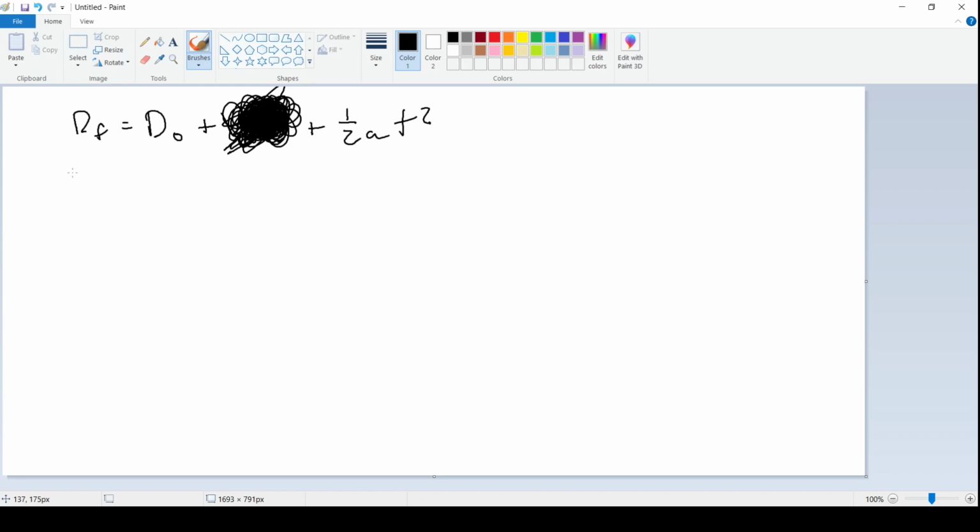So, okay. Let's take this. But wait. The values have to be in meters. So, 86 minus 4.3. Okay, so that's 81.7 equals 86 plus nothing plus half A. Well, what is A, you might ask? We're going to leave it at A because, actually, no, we're going to put it at 4.3 because that's the correct answer. And 3 seconds squared.